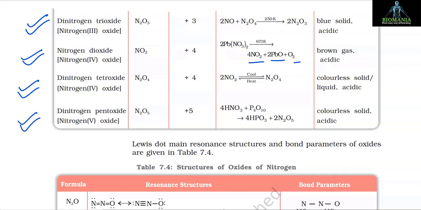Next one is dinitrogen pentoxide, and its formula is N2O5, and its oxidation state is +5, and the preparation method is 4HNO3 plus P4O10, and it forms 4HPO3 plus 2N2O5. It is a colorless solid, and its nature is acidic. Lewis dot structure, main resonance structure and bond parameters of the oxides are given in table 7.4.